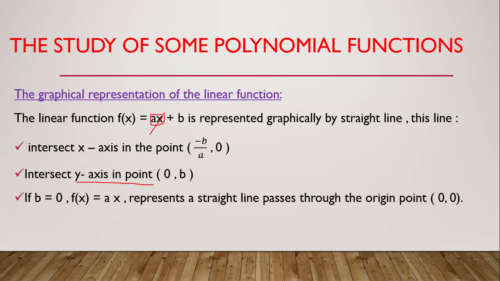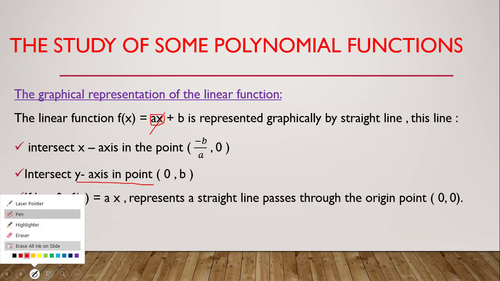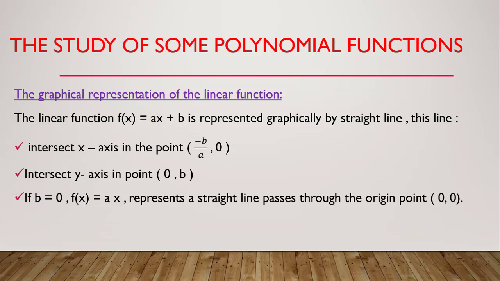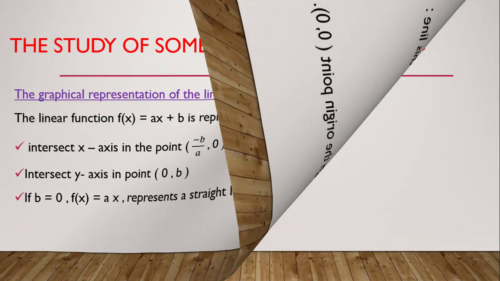If b equals 0, in this case, it will be f of x equals ax. Look at here again, if b equals 0, I'll cancel this term, so f of x equals ax. This is also a straight line, but it is a special straight line because it passes through the origin point. The origin point is 0 and 0. Okay, we will clarify this by drawing a linear function.